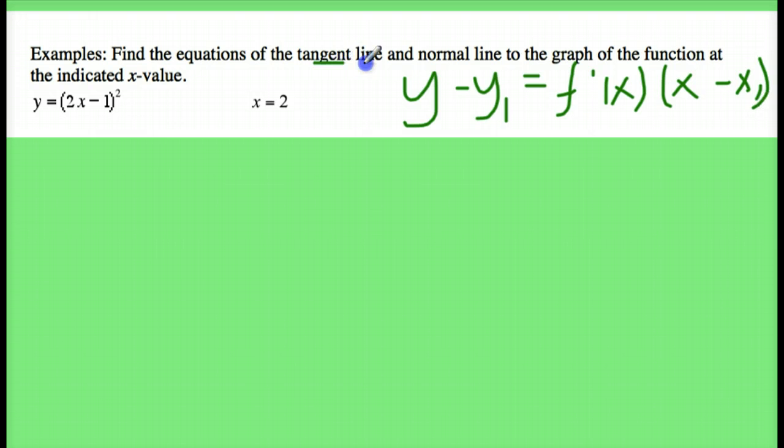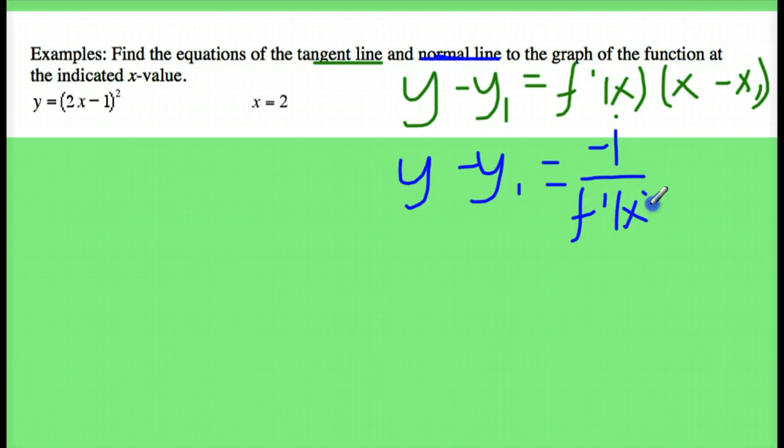So when I'm using a tangent line, I'm going to plug in the derivative for my slope. However, when I'm using a normal line, I'm underlining normal line right there, I'm going to use the same equation, except I have to use the normal, or the line perpendicular to the tangent line. And the normal line is the negative reciprocal of your slope. So in here, what I'm going to do is negative 1 over f prime of x times x minus x1.